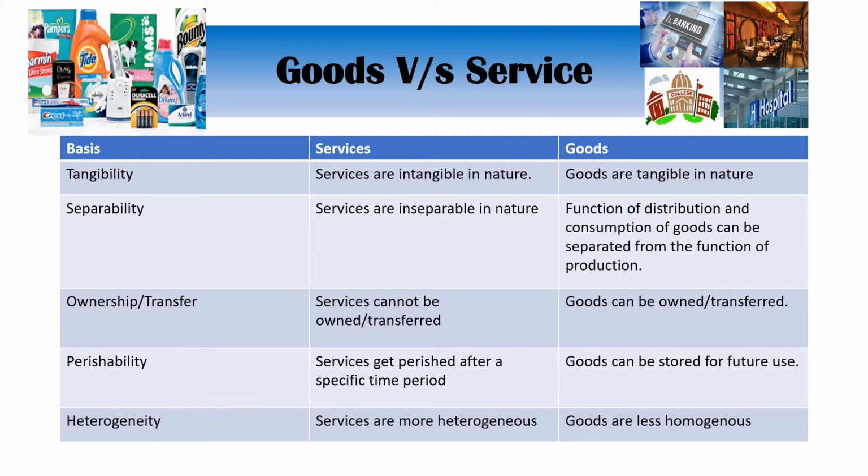Moving ahead, the second point is separability. Services are inseparable in nature. Let us see goods first. The function of distribution and consumption of goods can be separated from the function of production. The production process of goods can be separated from the consumption. At one place or time you can produce the goods, and at another place and a different time you can consume them.